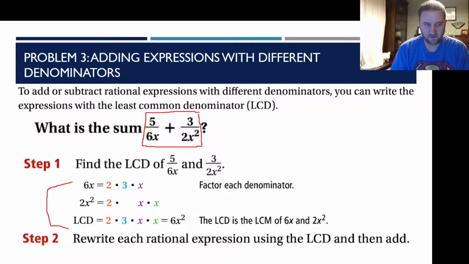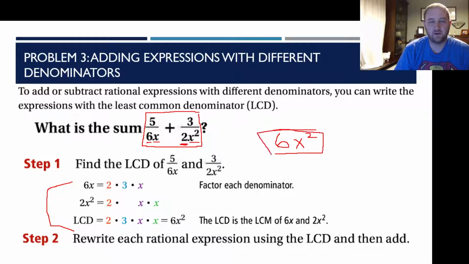Well, you can list them here like this, okay? Or you can think about the coefficients. What's the least common multiple of 6 and 2? Well, 6 times 1 is 6. 2 times 3 is 6. So the least common multiple there is 6. Now look at the variables, x and x squared. What's the least common multiple of x and x squared? Well, x times x is x squared. x squared times 1 is x squared, so the least common multiple there is x squared. So our denominator that we want is 6x squared.